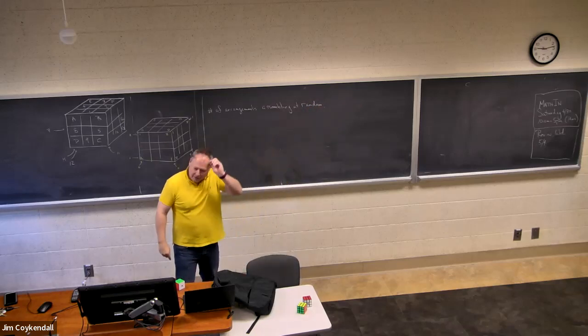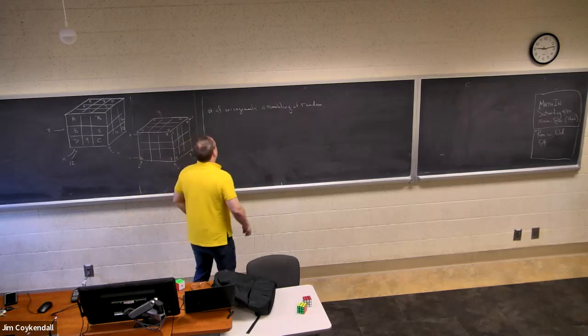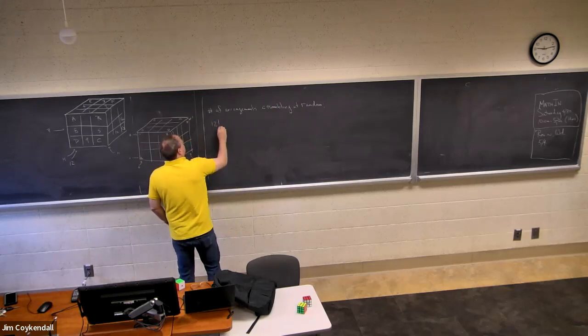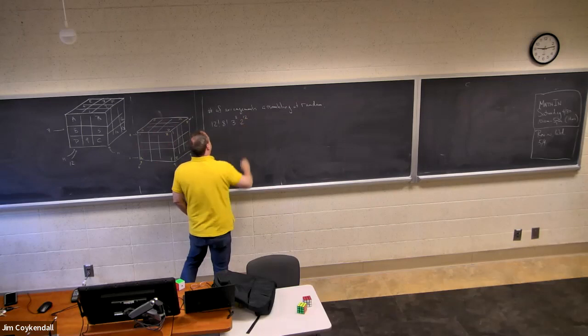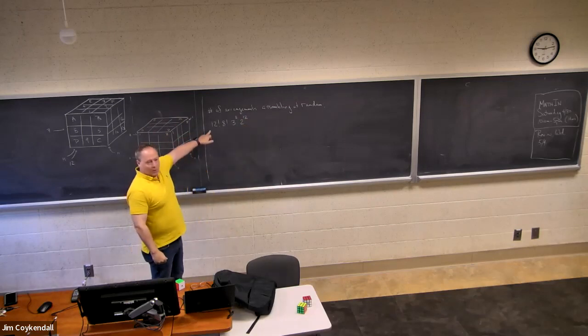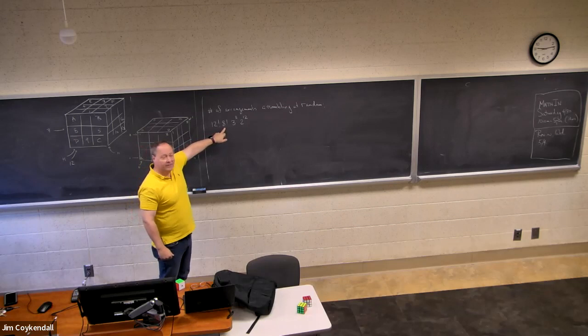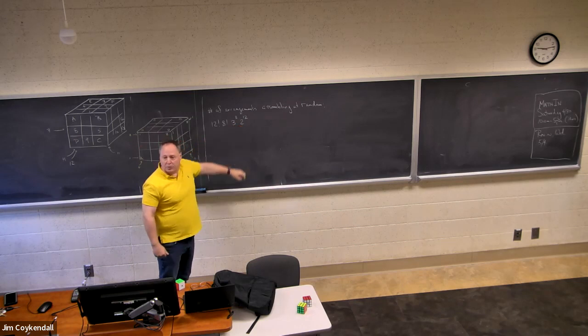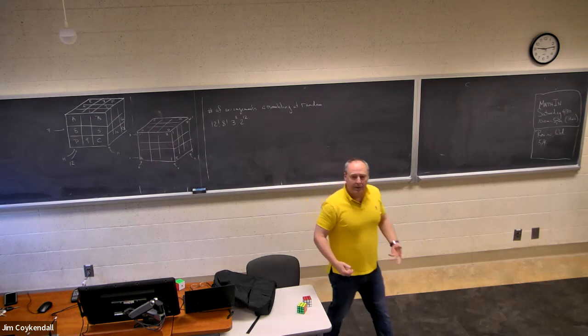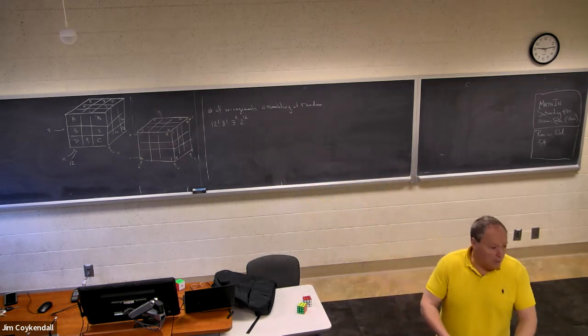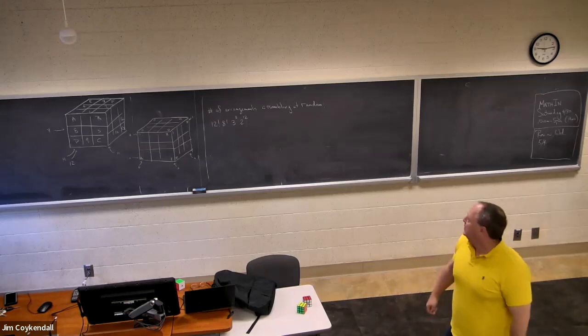You all should be able to figure this out, because this is like one of the counting problems before. You have 12 factorial ways to input the side pieces, 8 factorial for the corners. Every corner has 3 ways you can orient it, and every side has 2 ways. This is the number of ways that you can assemble a Rubik's Cube if you imagine it was all pulled apart and you're putting it back together.